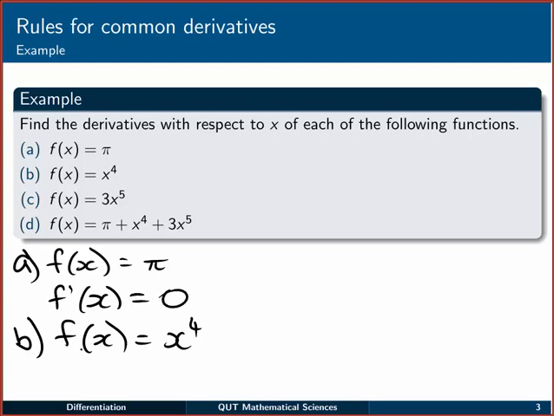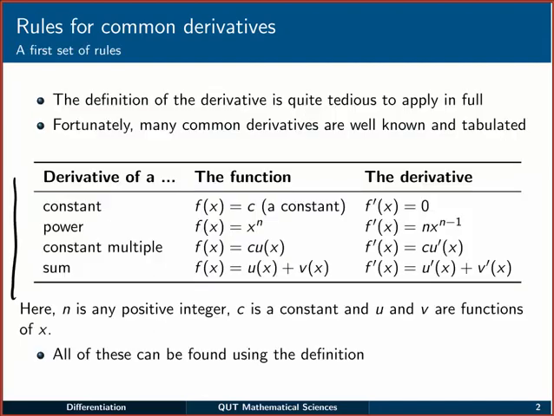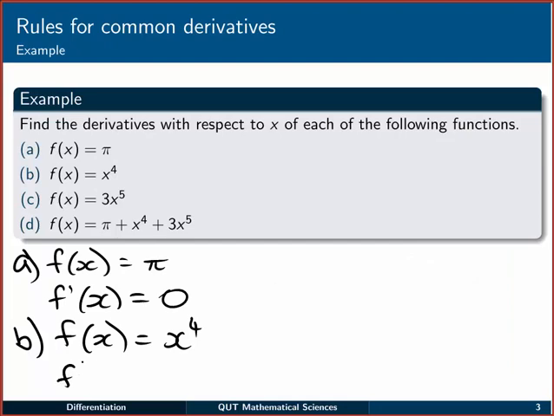In B, f of x is equal to x to the 4, or a power of x. Our table tells us that when we have a power of x, we simply bring that power down the front as a multiplier and decrease the power by 1. So here, f dash of x will be equal to 4 times x to the 4 minus 1, or 3.